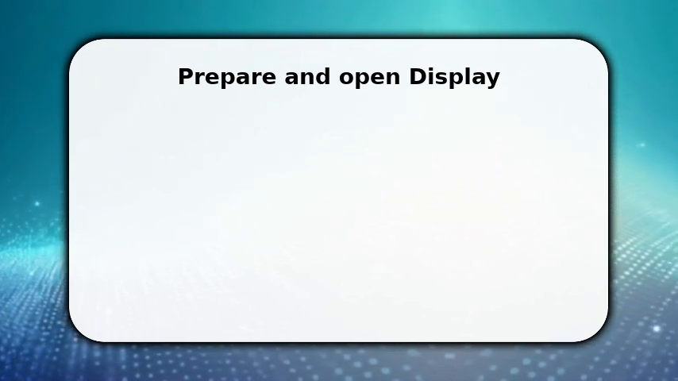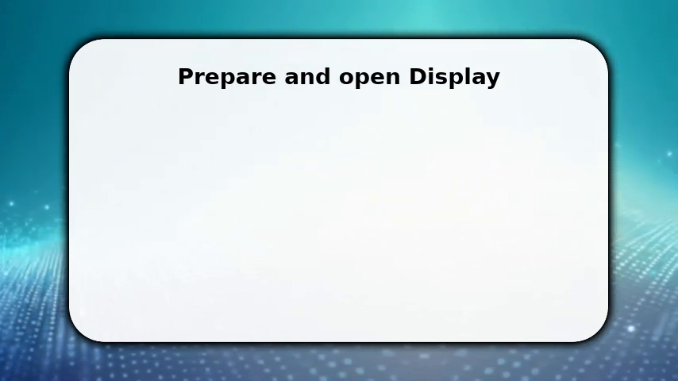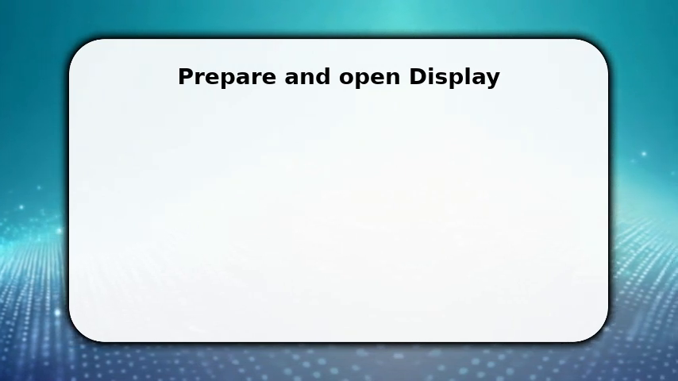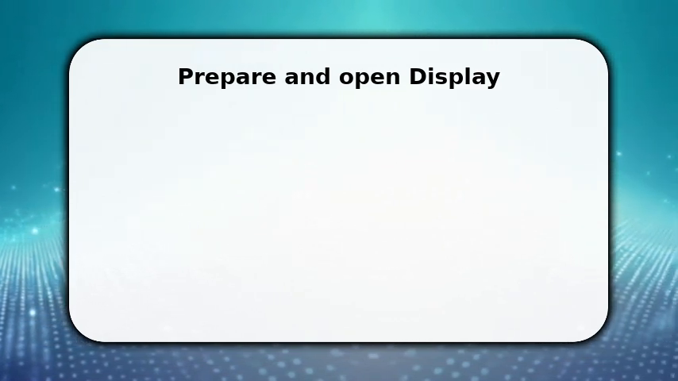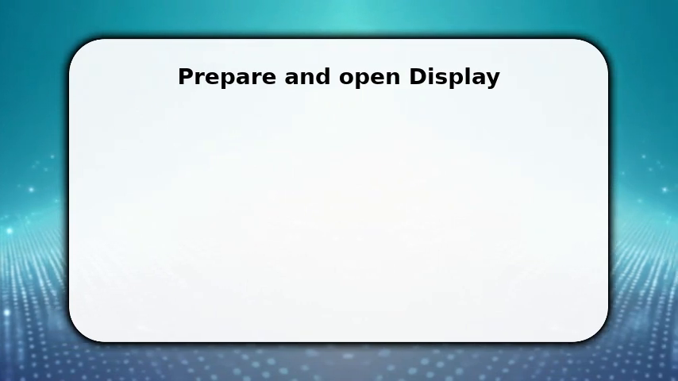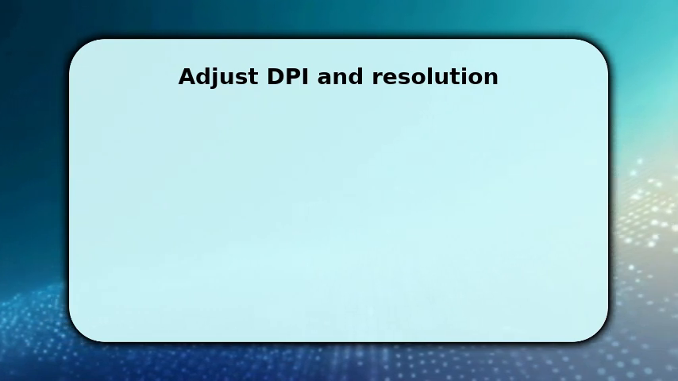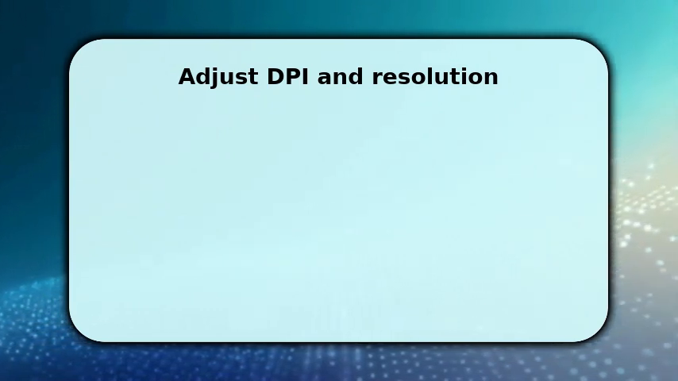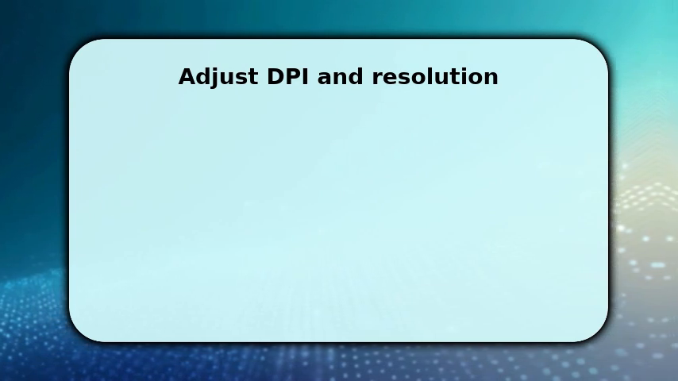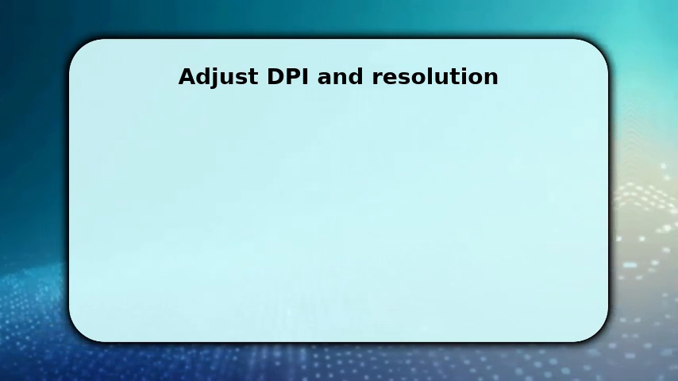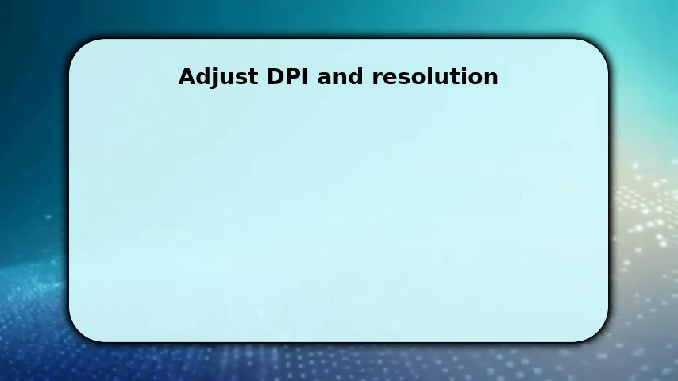Make sure to save or apply changes. This prevents losing work when Windows prompts for log off or restart. Now adjust DPI and resolution for consistent screen zoom. Select Set Custom Text Size, DPI, to type an exact percentage such as 100% or 125%. This changes UI scale rather than only text.